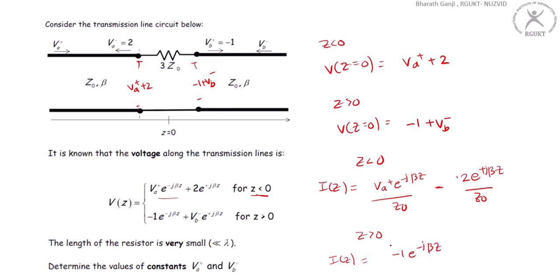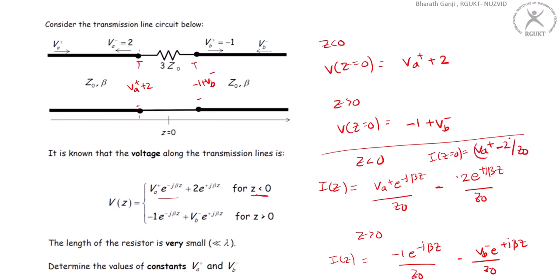Because if this is your forward wave, the forward wave is given, you divide by Z naught, and for the backward wave you divide by minus Z naught, so you get Vb minus times e power plus j beta z. So if you ask me what is the current equation at z equal to 0 in this scenario, at z equal to 0, the current is Va plus minus 2 divided by Z naught. So this is your current at z equal to 0.